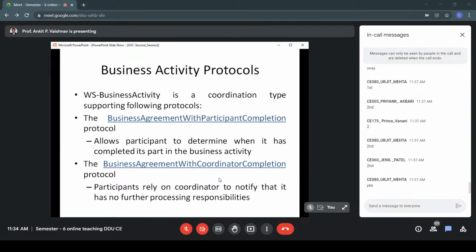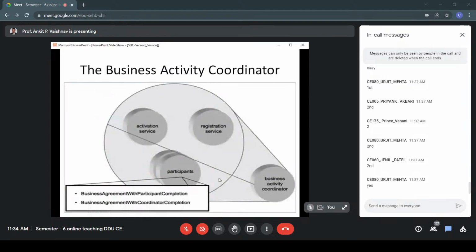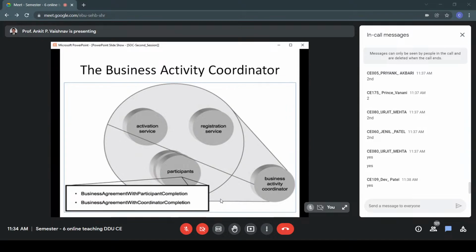So depending upon the situation, the different protocols will be registered. Okay? So this is the model diagram for that. Business activity coordinator. We just change the name of the coordinator. All other services are the same. And the other difference is that the protocols are different. Okay? Clear up to this, all of you? Am I making sense with that? Okay, so let us continue.